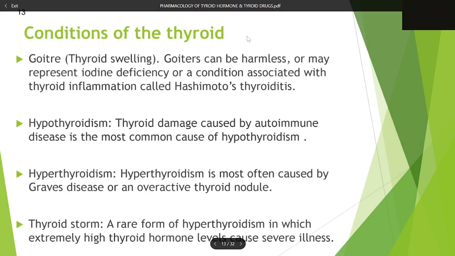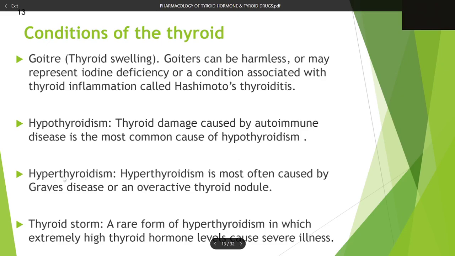Now, conditions of the thyroid. One of the common examples is goiter, which is also known as thyroid swelling. Goiter can be harmless or may represent iodine deficiency or a condition associated with thyroid inflammation called Hashimoto's thyroiditis. It's an autoimmune condition. Another condition is hypothyroidism. Thyroid damage caused by autoimmune disease is the most common cause of hypothyroidism.